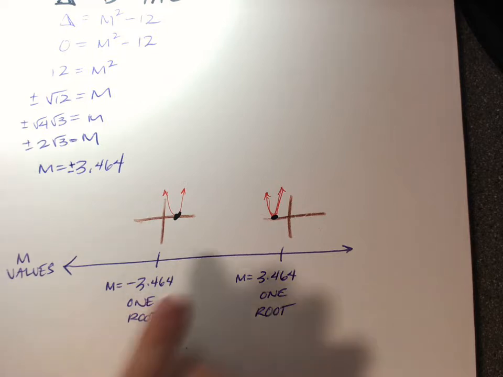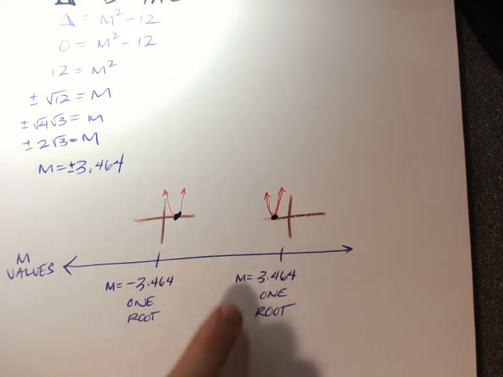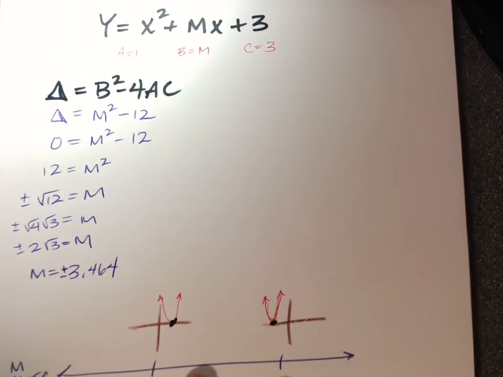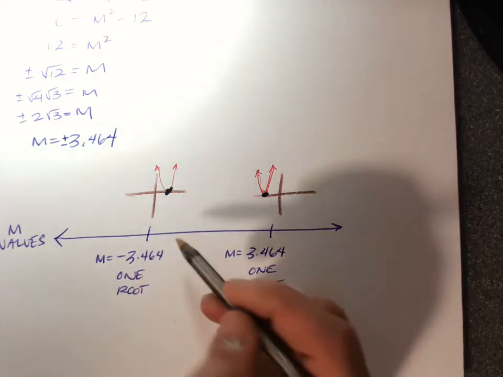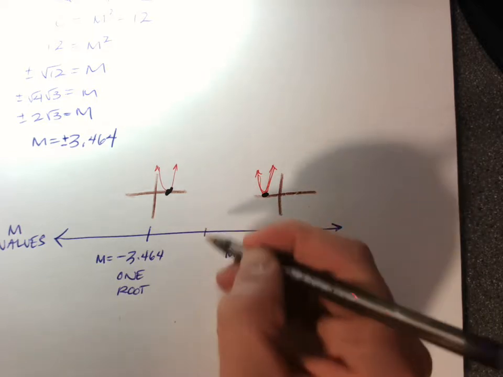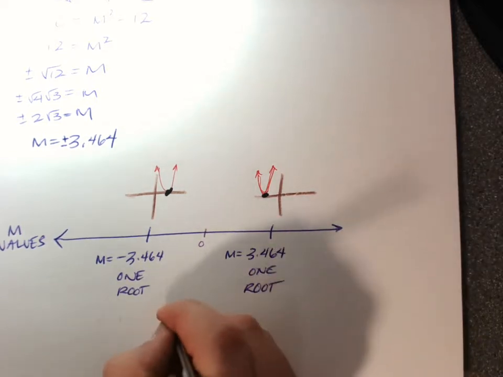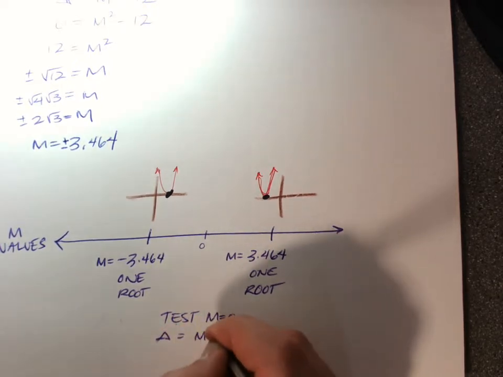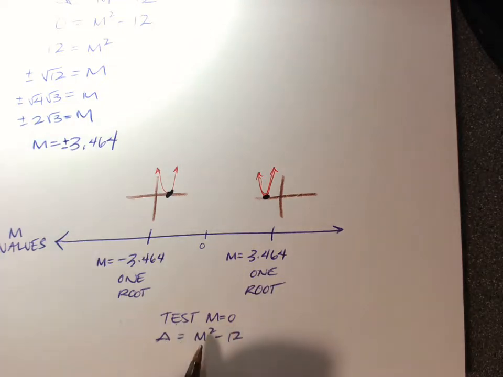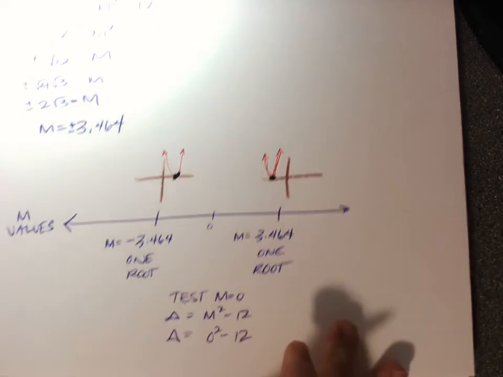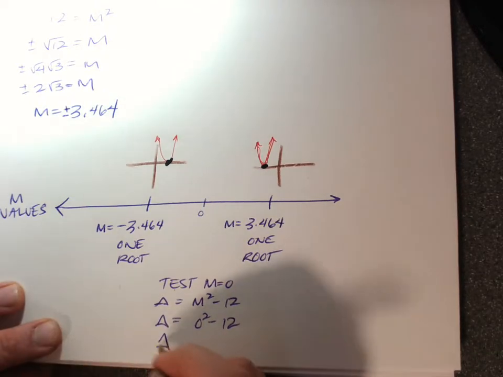Okay. Now, the question is, what happens in between? If you choose an m value that's in between here, what does that do to your equation? Like supposing, and anything in between here will have the same effect. So let's just test something easy, like if m is 0. So if we test m is 0, and by the way, m squared minus 12, that's our discriminant. What happens? 0 squared minus 12. That is a negative number.